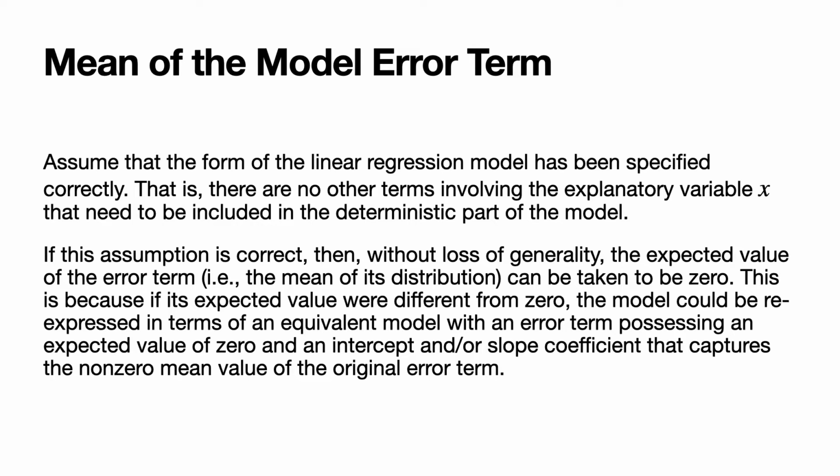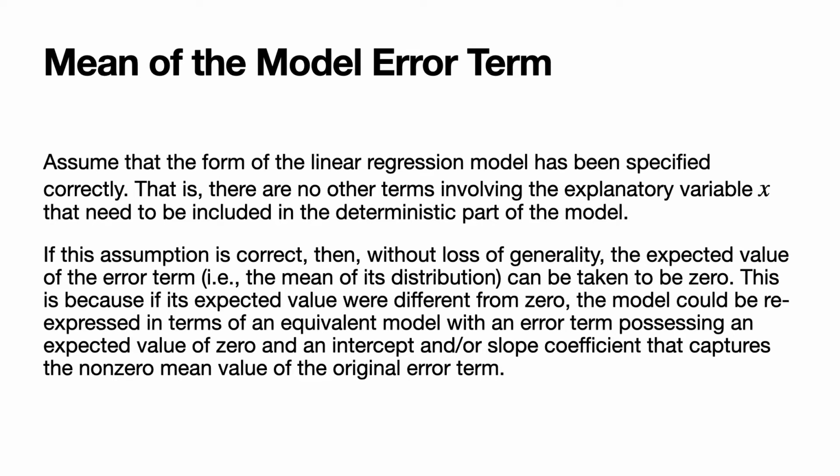Assume that the form of the linear regression model has been specified correctly. That is, that there are no other terms involving the explanatory variable x that need to be included in the deterministic part of the model. If this assumption is correct, then, without loss of generality, the expected value of the error term, that is, the mean of its distribution, can be taken to be 0.